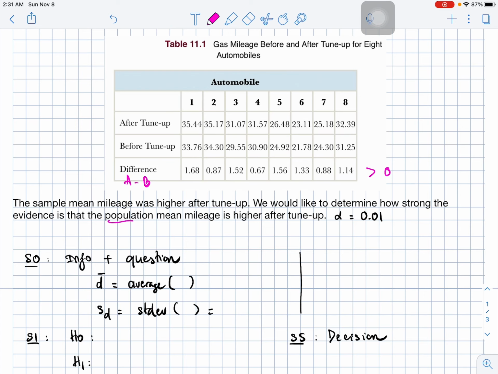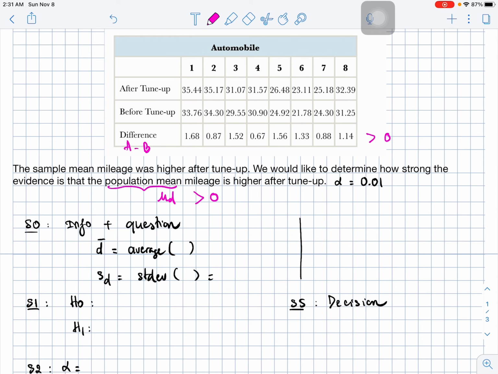So that is the population mean, and the notation is mu-d. Higher after tune-up means the difference has to be greater than 0. That is the average difference, and that is the question. So from the given information, we calculate the difference, after minus before. We got the 8 difference numbers, 1.68, 0.87, 1.52, and so on.